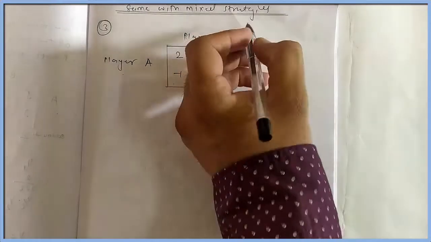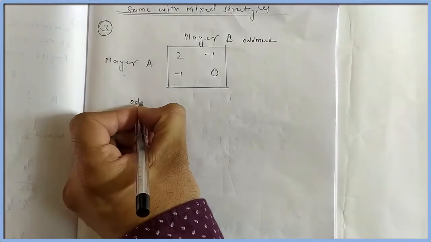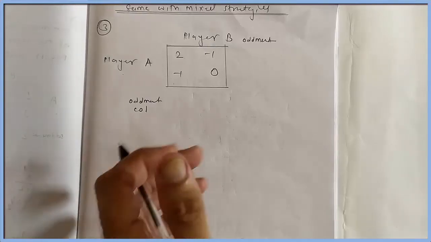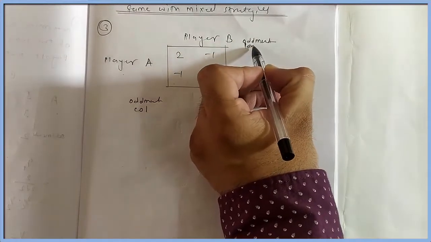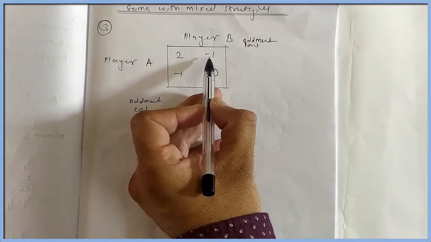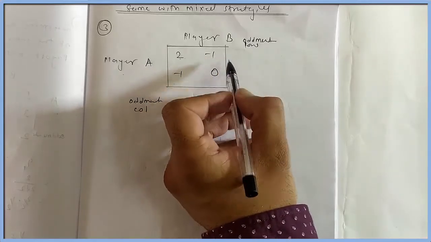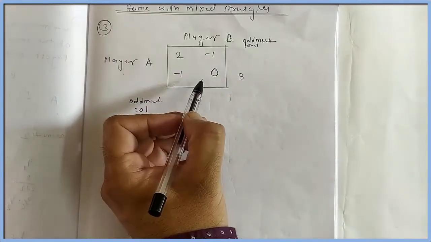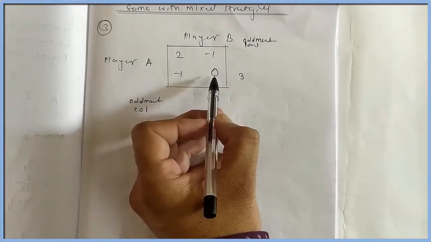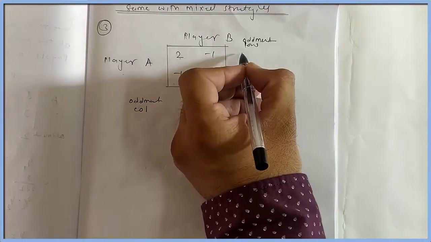First step of the mixed strategy is calculate the oddments for row and oddments for column. The first step of the mixed strategy is calculate the oddments of row. Now here take the difference of first row. Highest number minus lowest number means 2 minus minus 1, then answer is 3 and write down that 3 against that row here. Now take the difference of second row. Highest number is 0, 0 minus minus 1 is equal to 1. Write down that against that second row.